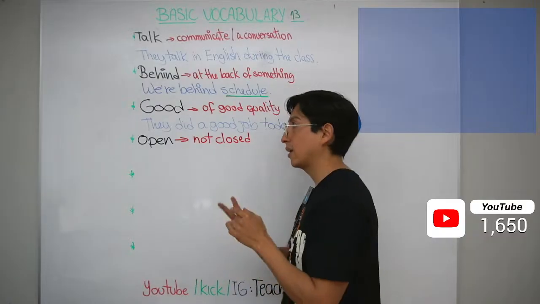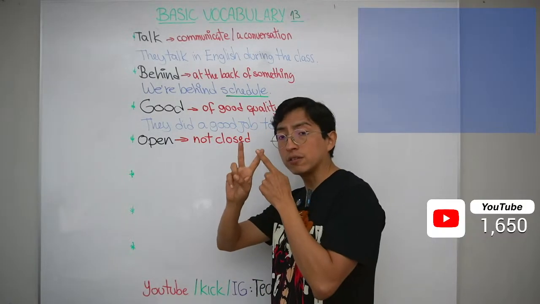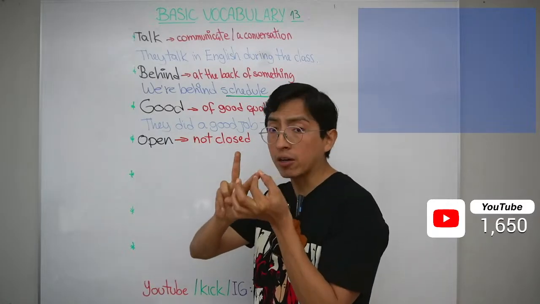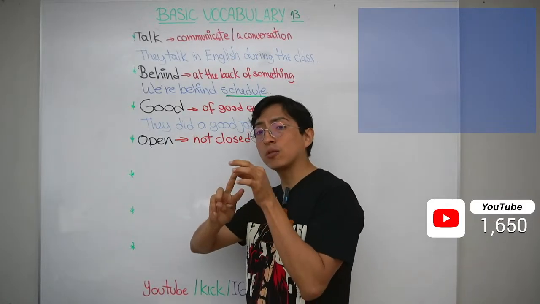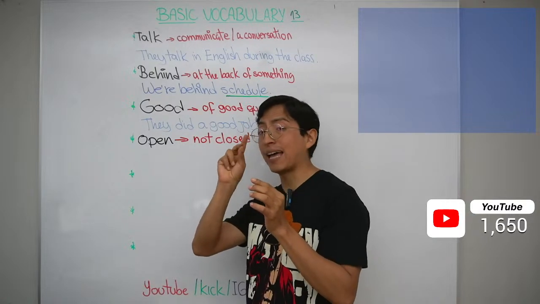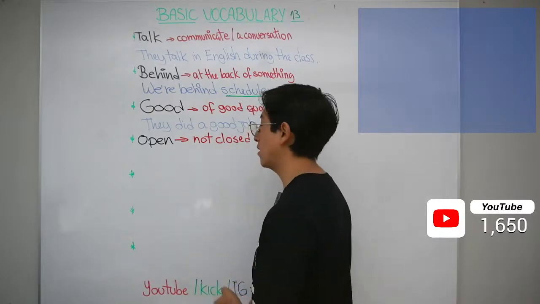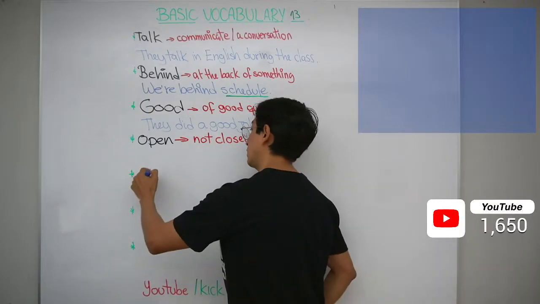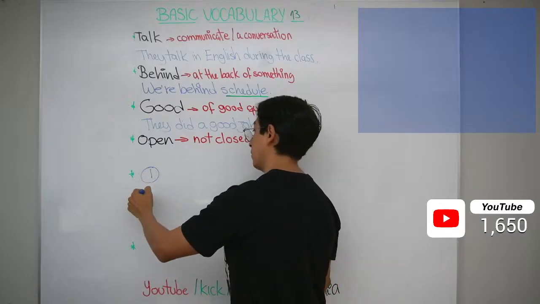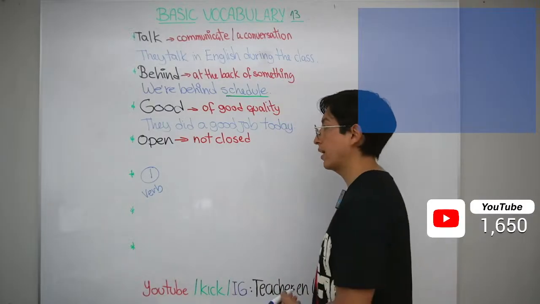Now, remember that open has two functions. The first function is a verb, and the second one is an adjective. It is an adjective and a verb, both of them. So let's start with the verb. Number one, verb. So what do we have here?